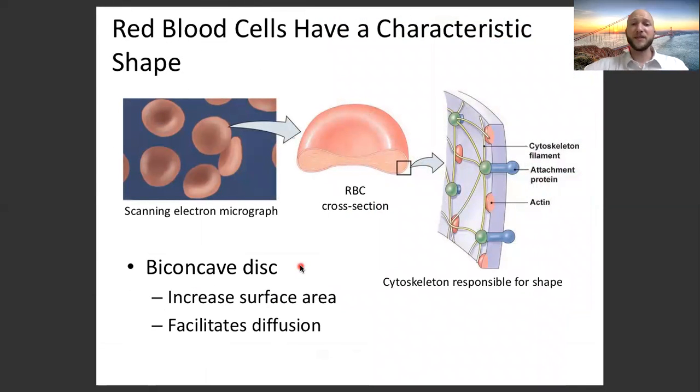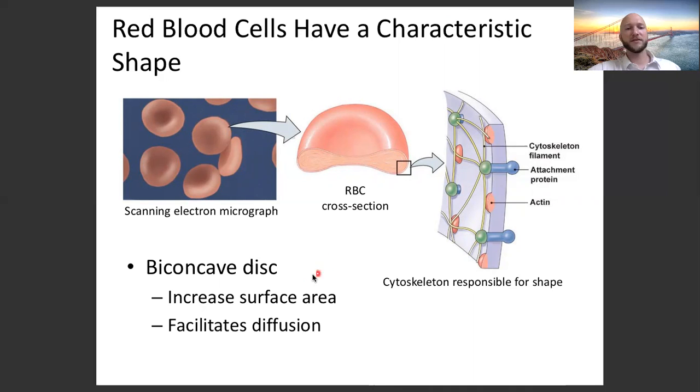All right, so red blood cells have a characteristic shape. I bet if I showed you a picture of a red blood cell before this class even started, you would still know what it looked like. I'd ask, what is this? And you could say, oh, it's a red blood cell. It's got this characteristic shape that we call a biconcave shape. It's kind of like a donut, but there's not a complete hole in the middle. It just gets more narrow.